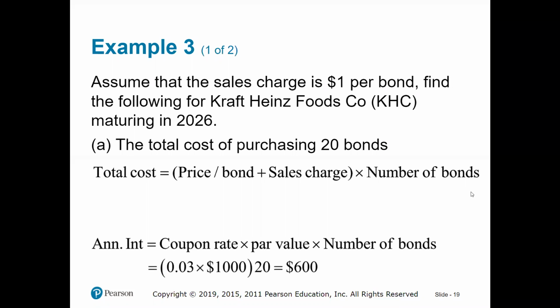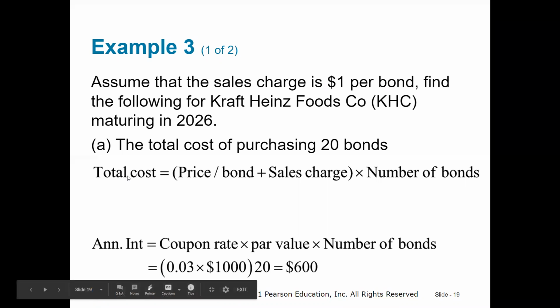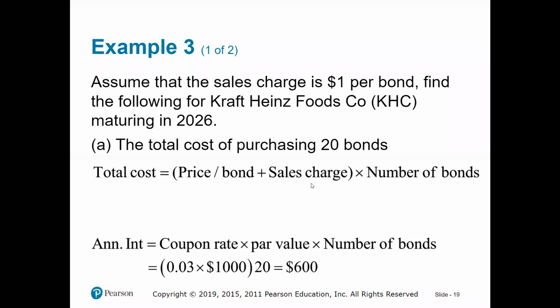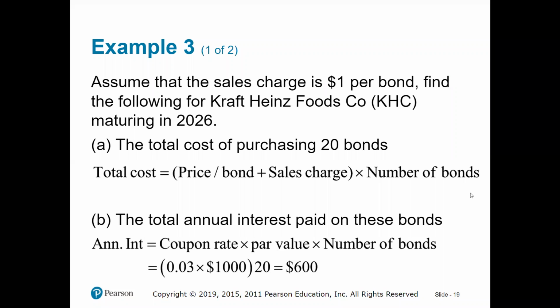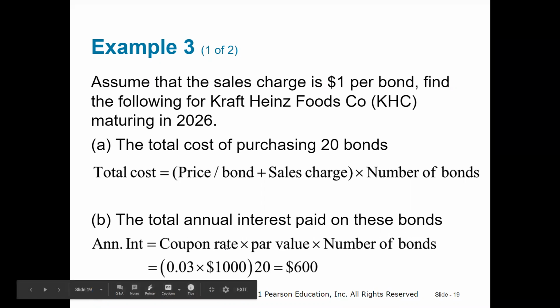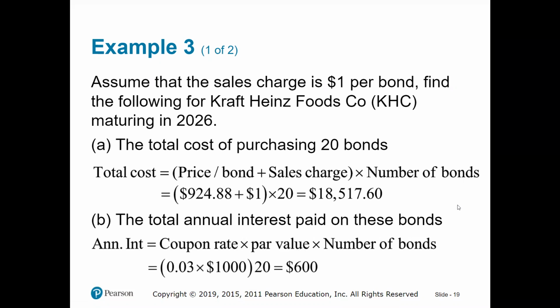So assume that the sales charge is $1 per bond. Find the following for Kraft Heinz Food Corporation, KHC, maturing in 2026. The total cost of purchasing 20 bonds, which would be total cost equals price per bond plus sales charge, times the number of bonds. The total annual interest paid on these bonds, which is coupon rate times par value times the number of bonds. So there you can see they were already figuring that part out. And here they figured this one out too. So go ahead and write that down.